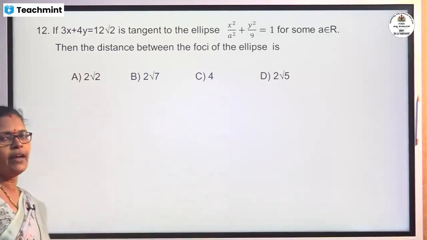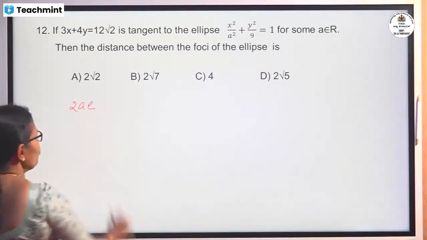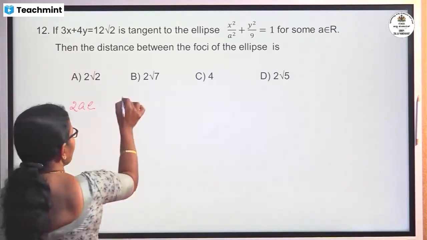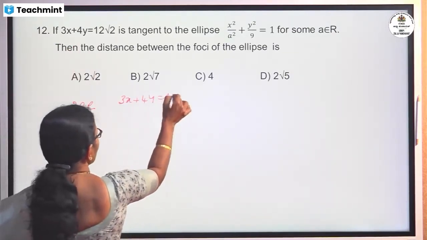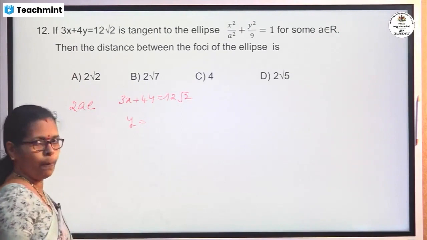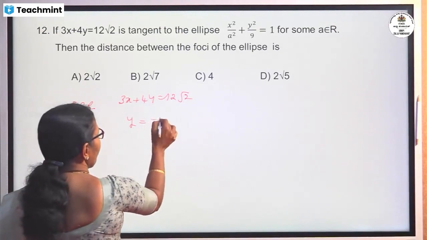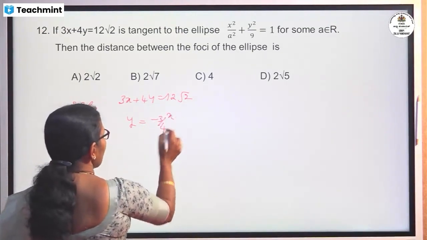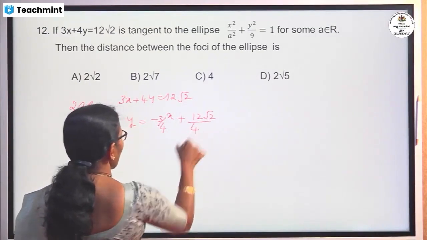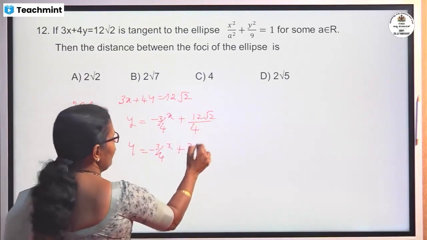We require the distance between the foci of the ellipse, which means we require 2AE or 2C. First, this is the tangent, 3x plus 4y is equal to 12 root 2. When we solve this into the form y equals mx plus c, we get y is equal to minus 3 by 4 x plus 12 root 2 divided by 4, so y is equal to minus 3 by 4 x plus 3 root 2.